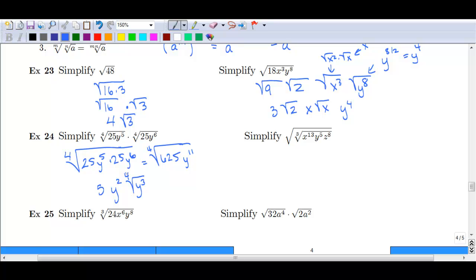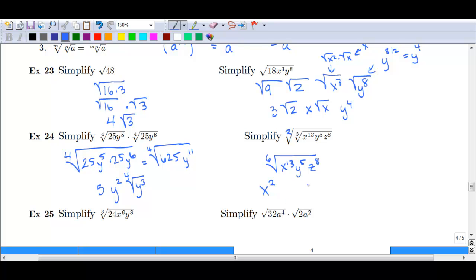One further example, this works for rule number 3. If we look at a radical within a radical, so we've got a cube root within a square root, we can assume that that's a 2 because it's a square root. We can simply multiply these indices based on our rule there. So we now have the 6th root of x to the 13th, y to the 5th, and z to the 8th. And again, if we use our remainder rule, we say, okay, 13 divided by 6, that's 2.